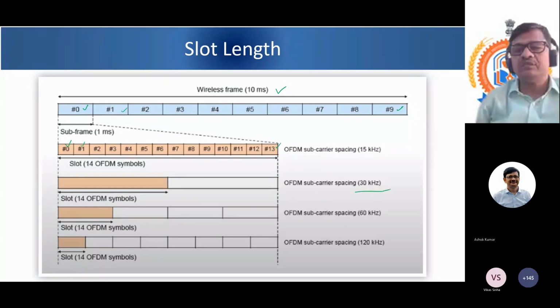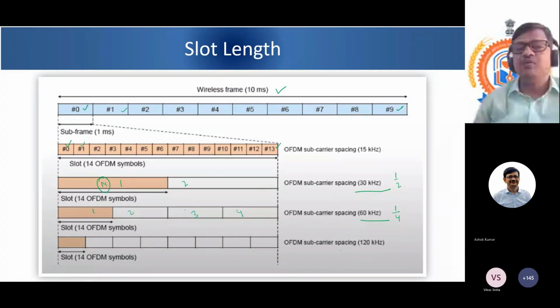If I use 30 kilohertz, then my slot size is half a millisecond. So that means I have two slots, slot 1, slot 2, within the same 1 millisecond. And within this, I have 14 symbols each, so 14 plus 14, 28. Suppose I have 60 kilohertz, then my slot size becomes 1/4 of a millisecond. That means in 1 millisecond, I have slot 1, slot 2, slot 3, and slot 4, each with 14 symbols. So I have 14 into 4 symbols.